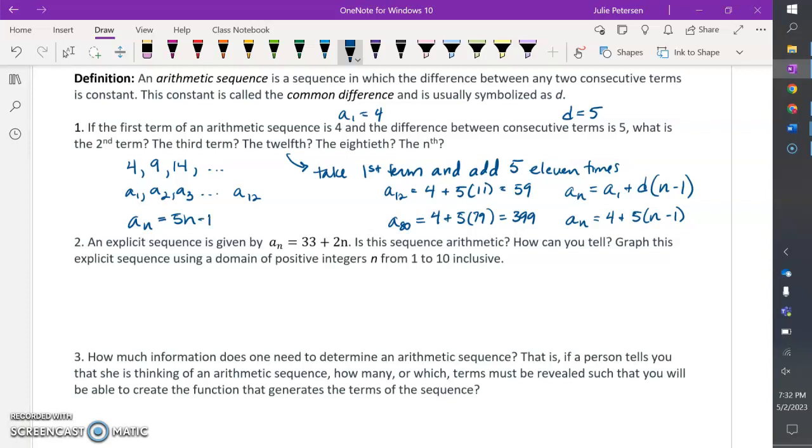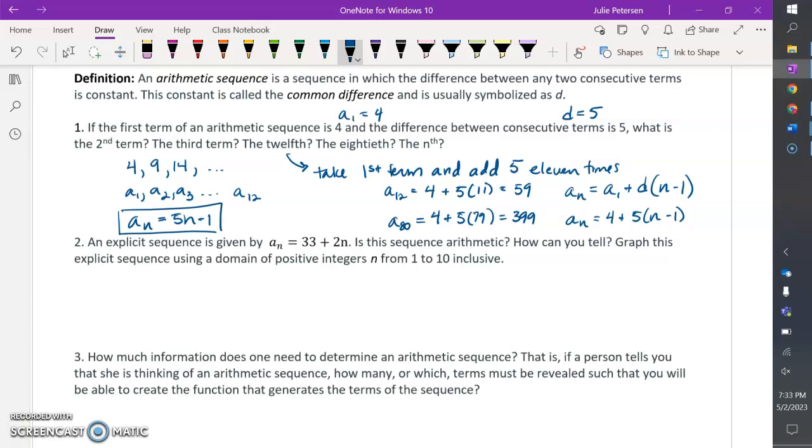Now if you're not sure if you've done it right, you can take a look and say, if I plug in 1, do I get the value of the first term, which is 4? And you can see that you do. If I plug in 3, do I get 14? So 5 times 3 is 15, take away 1 is 14. So I can see that this formula works.